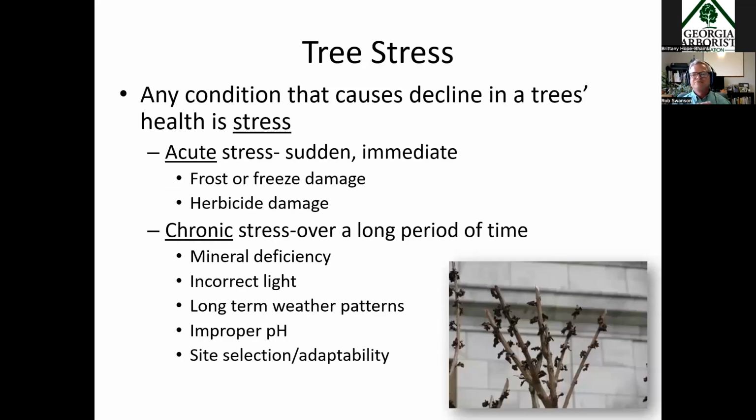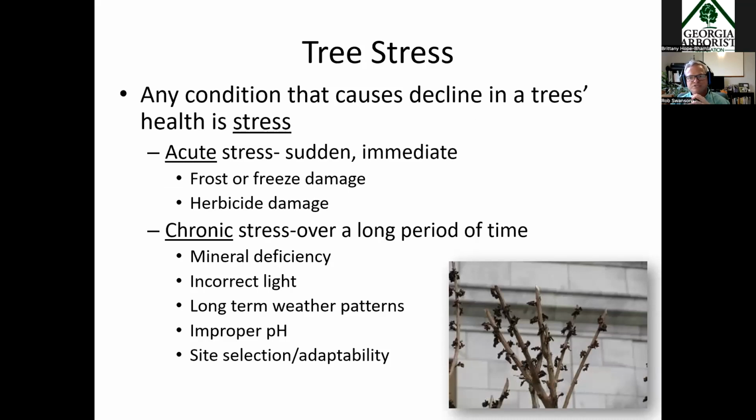So stress is another thing to consider. When we're doing this wraparound investigation of the tree, not only are we looking for signs and symptoms, but we're also looking for possible causes. Tree stress, again, comes in the acute format and the chronic format.